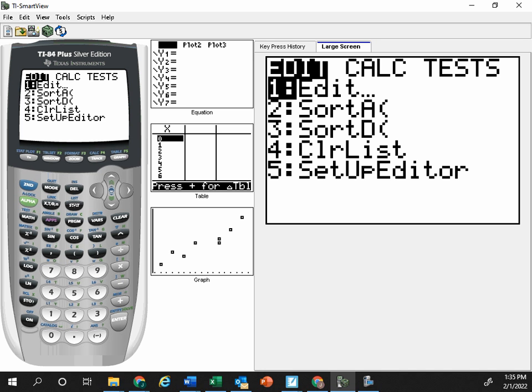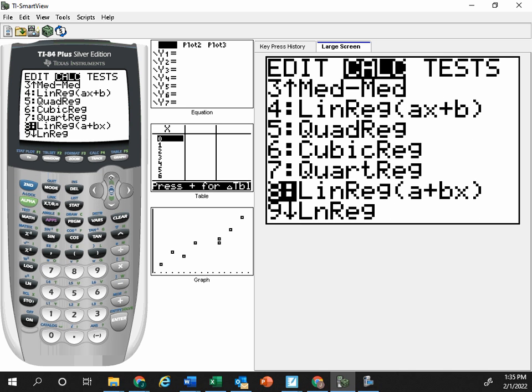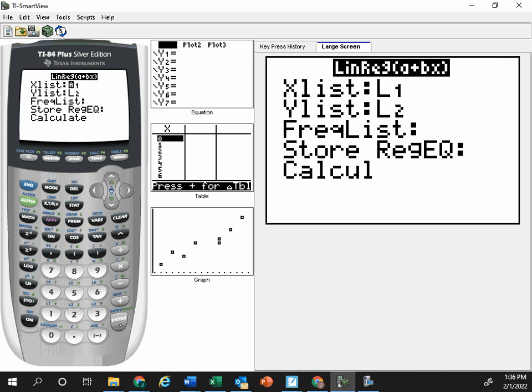All right, so we're going to go into stat, calculate. We want to go down to number 8, the linreg. I know there's a bunch of different linregs on here, linear regression. Pick the one that is a plus bx, because that's the format we want to use for statistics. So I'm picking number 8 here. So this is, again, stat, calc, number 8. So we'll go ahead and click that.